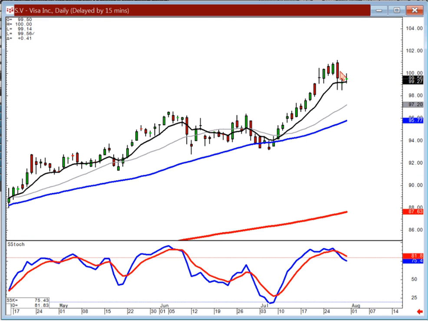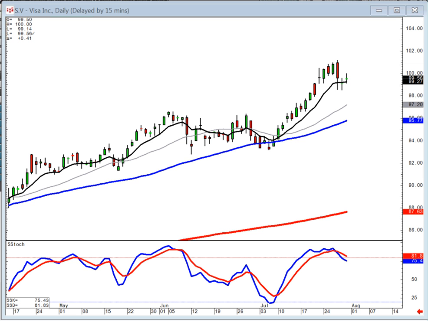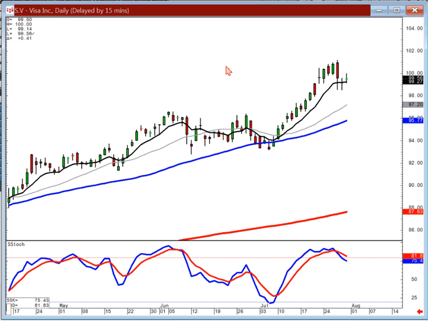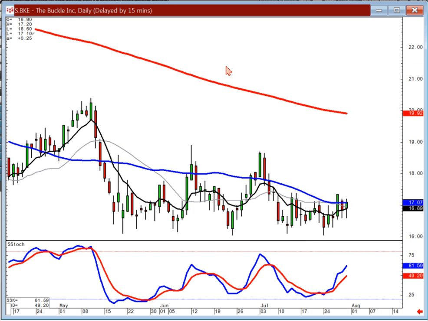Visa, another one that if you have stayed in it, you can stay in it, but you don't want to see it close below the T-line. If it closes below the T-line, you've got two things: closing below the T-line, and two, telling you they're probably now coming back to the bottom of the trend channel. And Buckle. Nothing here. I wouldn't be long or short. Nothing, no trajectory on this one.